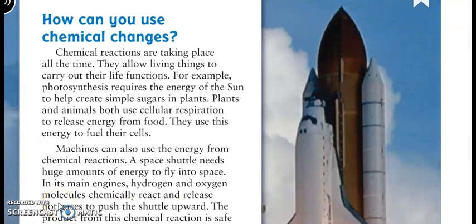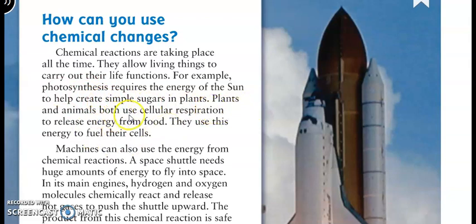Okay, guys. Right now we want to talk about how you can use chemical changes. Chemical reactions are taking place all the time. They allow living things to carry out their life functions. For example, photosynthesis requires the energy of the sun to help create simple sugar in plants.